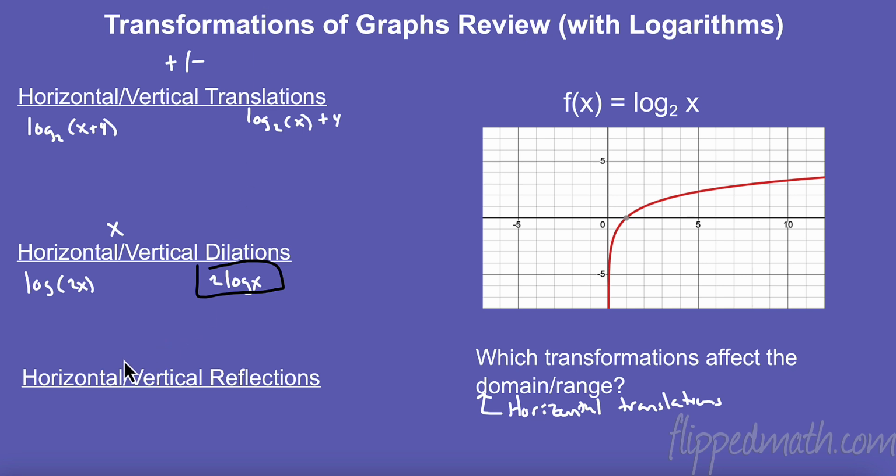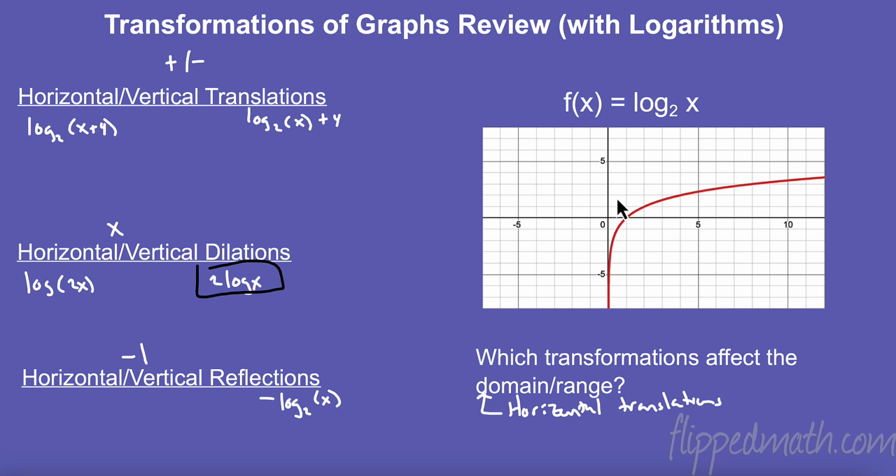So reflections, remember, they have a negative multiplier, right? So let's start with vertical reflections. That would be on the outside. Anything on the outside is vertical. So negative log 2 of x, for example, right? A vertical reflection, it flips it upside down, correct? So all these values are going to be flipped upside down.